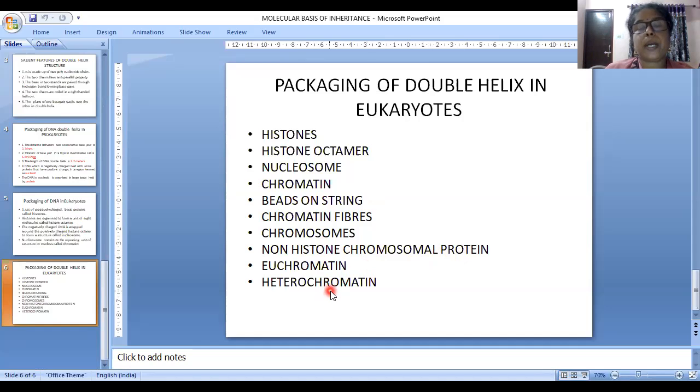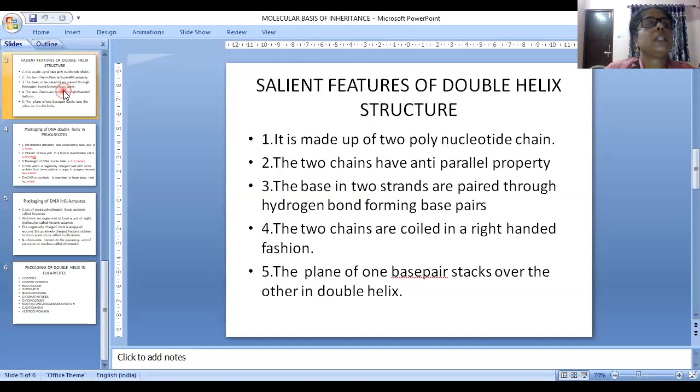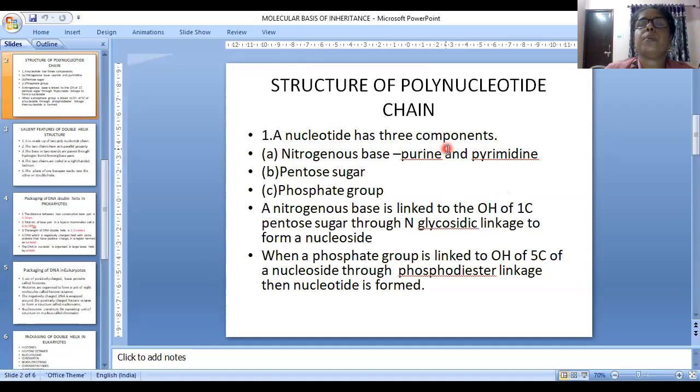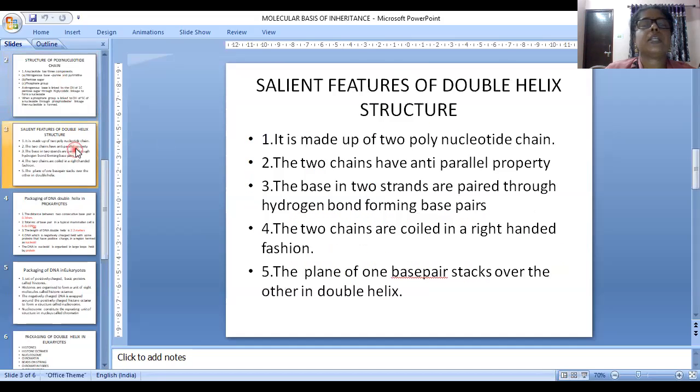Euchromatin and heterochromatin: some are loosely packed and some are closely packed. Loosely packed ones are stained light, and tightly packed ones are stained dark. Some portions are very active in transcription, meaning messenger RNA is forming from that portion only. Some are inactive. So in this session we learned the salient features of the double helix structure. There are 5 salient features.